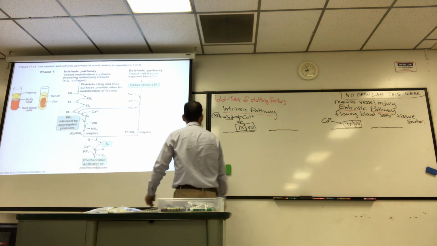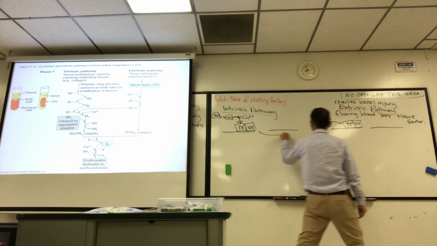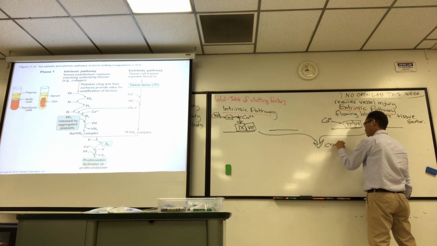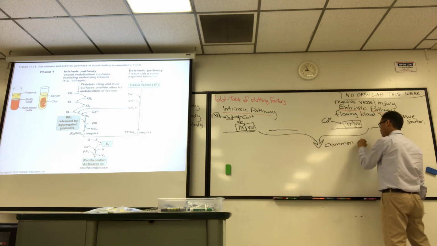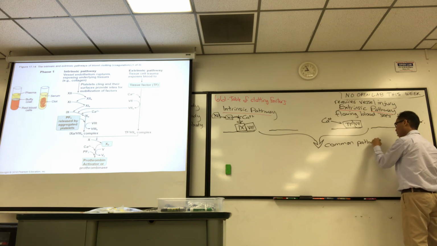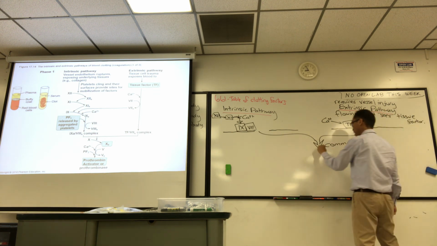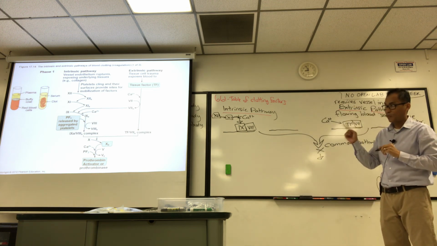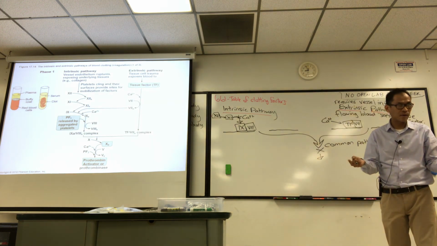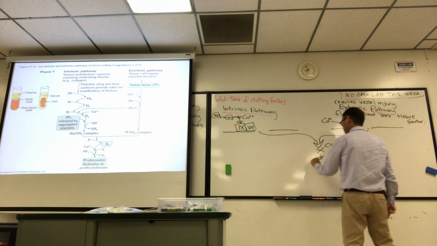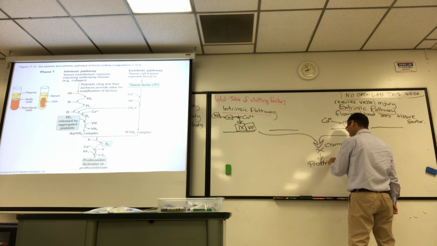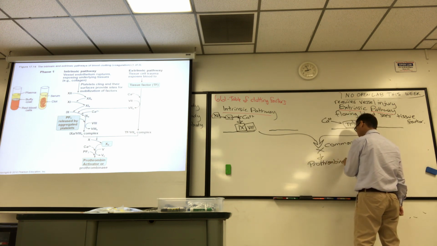So this is a common pathway, to this factor 10, which will then get you to your prothrombinase or prothrombin activator. Just pick one, know them both. Prothrombinase.